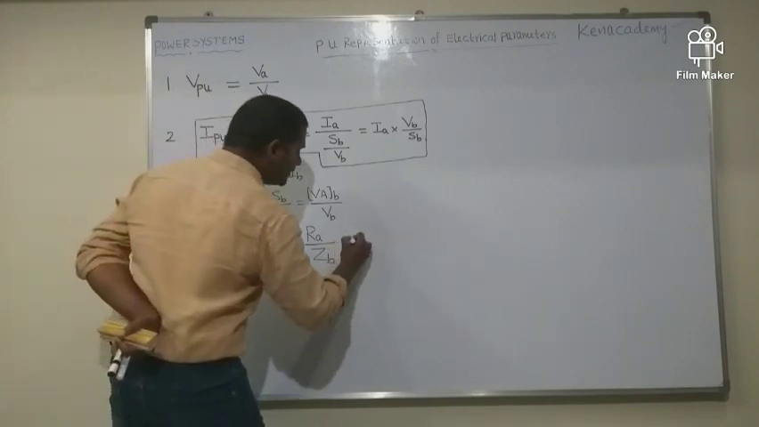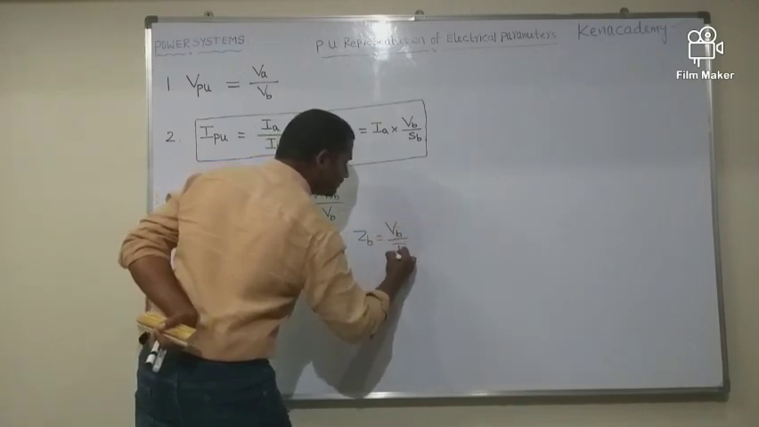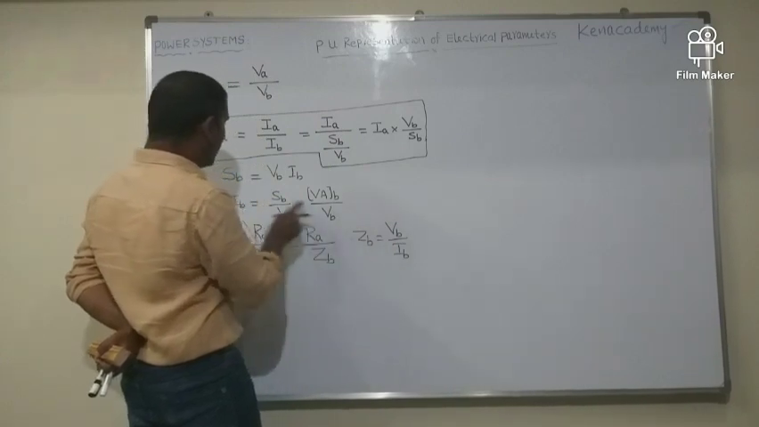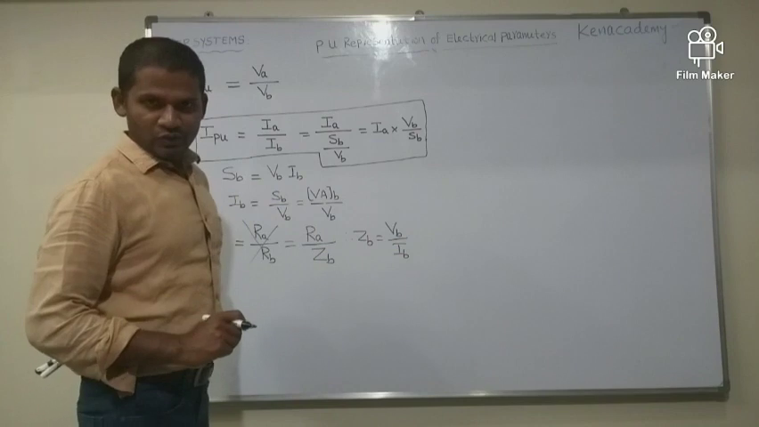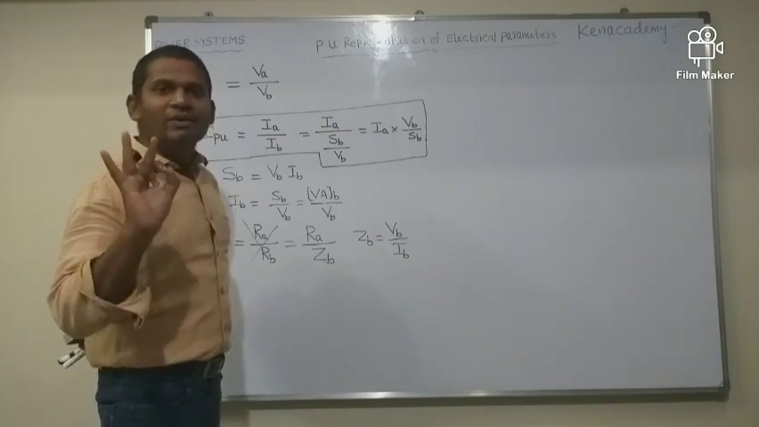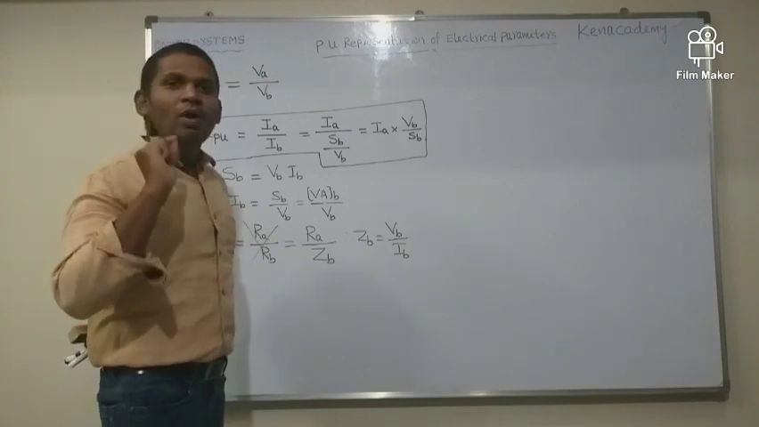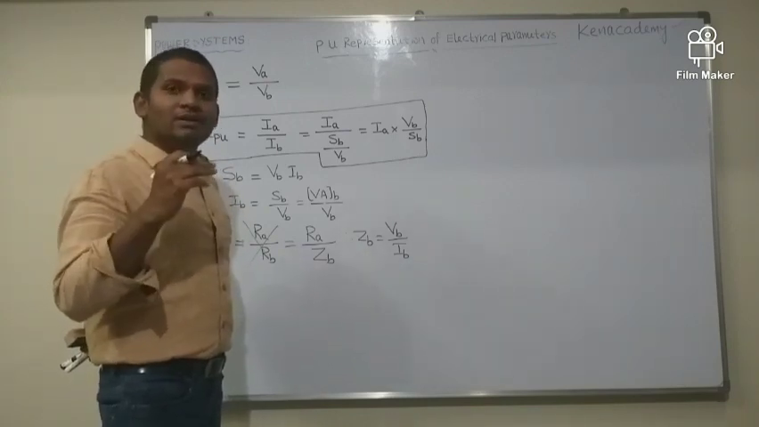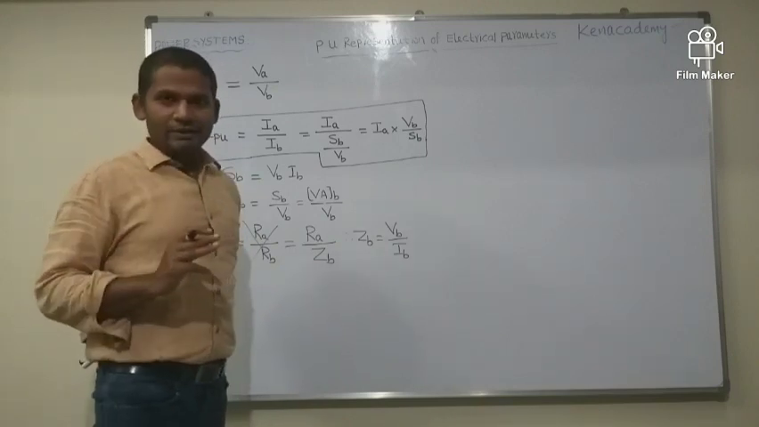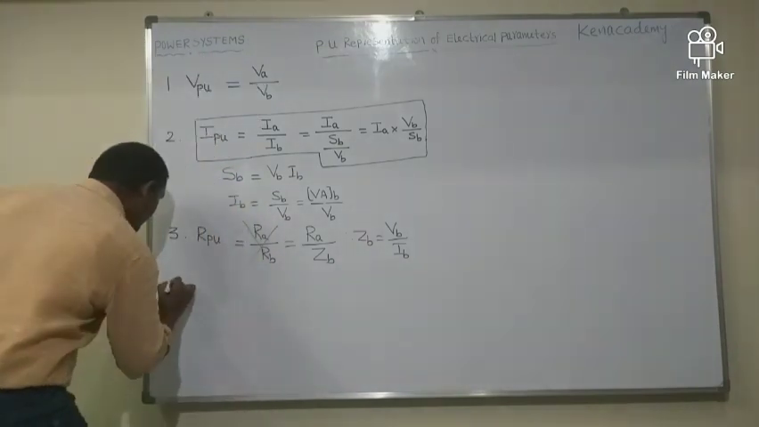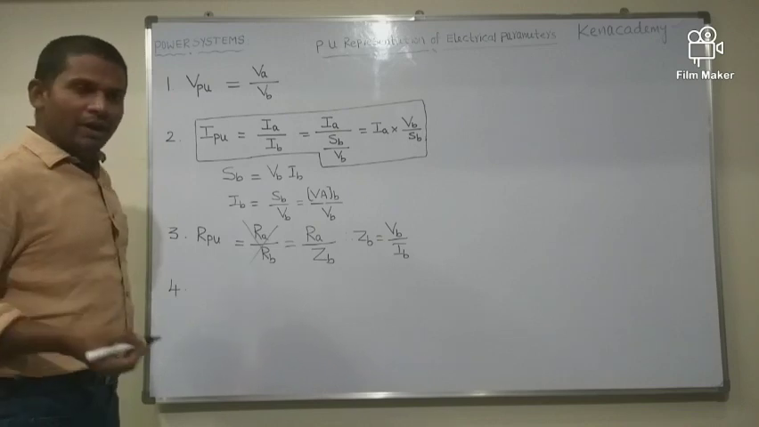Then how to calculate this Z base, that you know. Z base equal to V base by I base. How to calculate I base, you already know. Substitute here, then you can get the Z base in terms of the known values. Generally, in a power system, the known base values are S base and V base. That point you remember. Then from those known base values, the remaining per unit values or base values we can calculate. Clear?